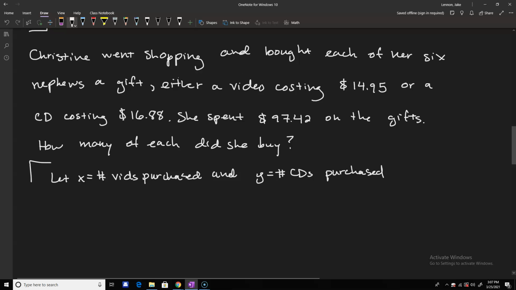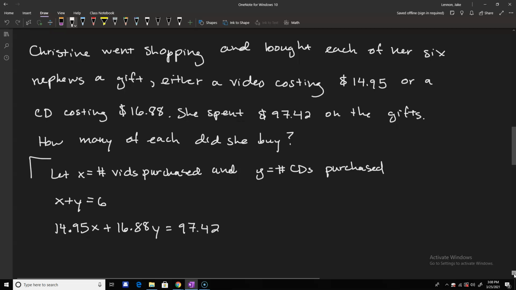So reading the first clause of the first sentence, she went shopping and bought each of her 6 nephews a gift. So she bought 6 total gifts. That gives us an equation, x plus y equals 6. Then the second equation is going to be a cost equation. You know how much each gift costs, and then you know the total cost. So if you take the $14.95 it costs to buy a video and multiply it by x, and you take the $16.88 it costs to buy a CD and multiply that by y, you would get the total cost of $97.42. So this is our second equation. Again, I think substitution is the way to go here.